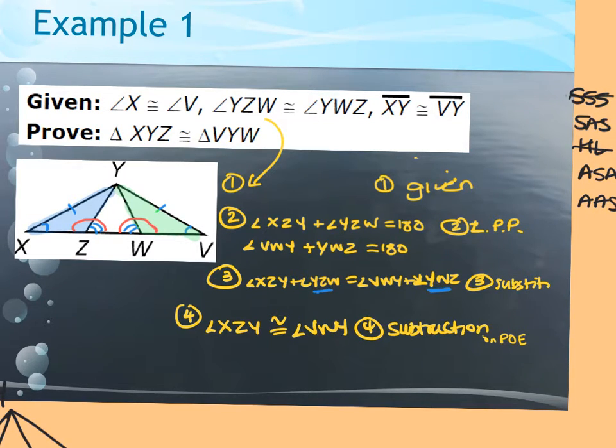It's the subtraction property of equality. So then I'm here, which is what? I'm so confused by that. Why are they congruent? Angle, angle, side.